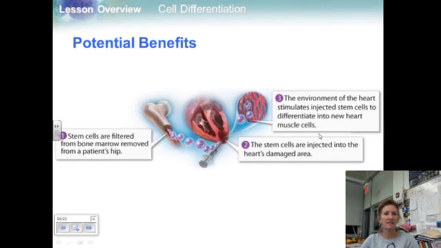Potential benefits. Stem cell research could lead to many new ways to repair the cellular damage that results from heart attack, stroke, and spinal cord injuries. One example is the approach to reversing heart attack damage illustrated here. The stem cells are removed from the bone marrow, or removed from the patient's hip. The stem cells are injected in the heart damaged area. The environment of the heart stimulates the injected stem cells to differentiate into new heart muscle cells. So you can repair heart damage here.